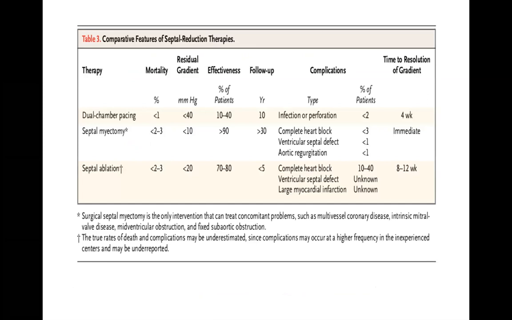So, comparative features of septal reduction therapies. We know the treatments are dual chamber pacing, septal myectomy, or septal alcohol ablation. You can see the mortality is comparable between these two. The resting gradient is better with surgery. Effectiveness is better with surgery than with septal alcohol ablation, however, they're almost close to each other. We have prolonged follow-up with surgery, less follow-up with septal alcohol ablation.